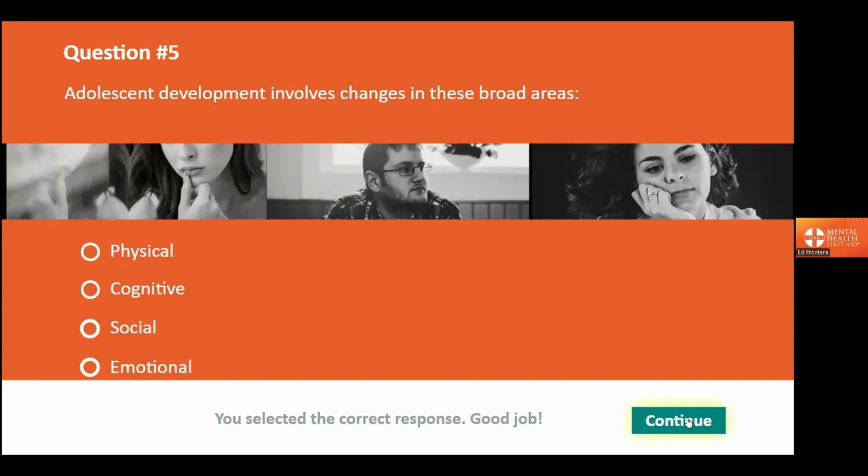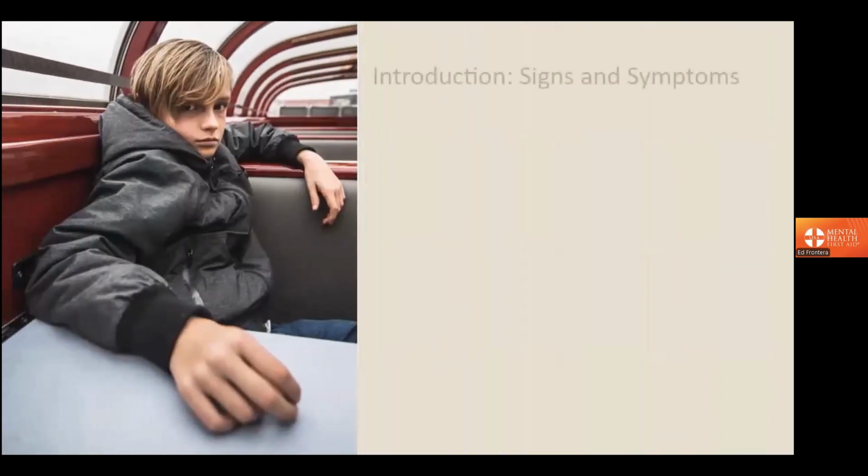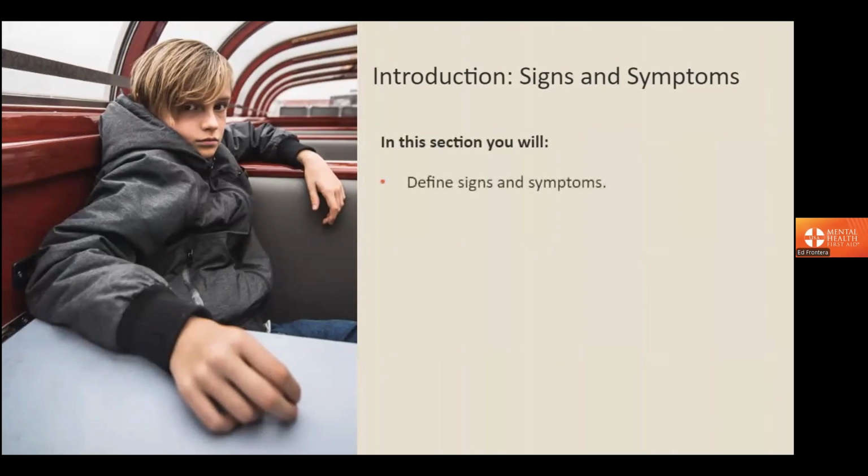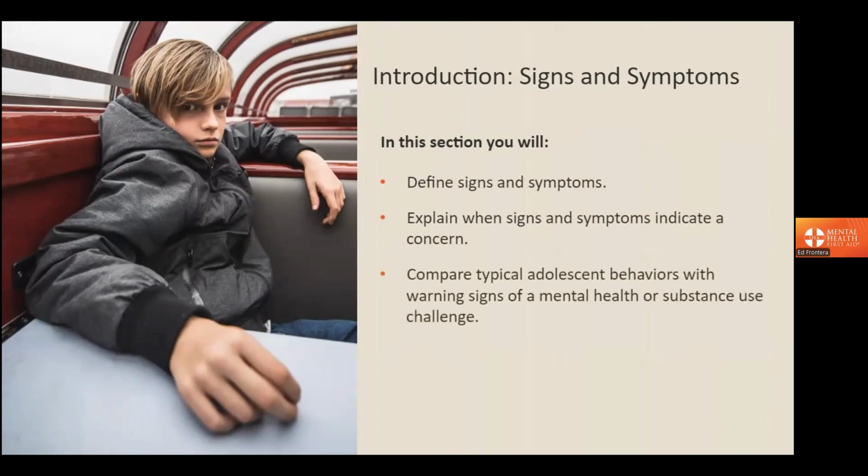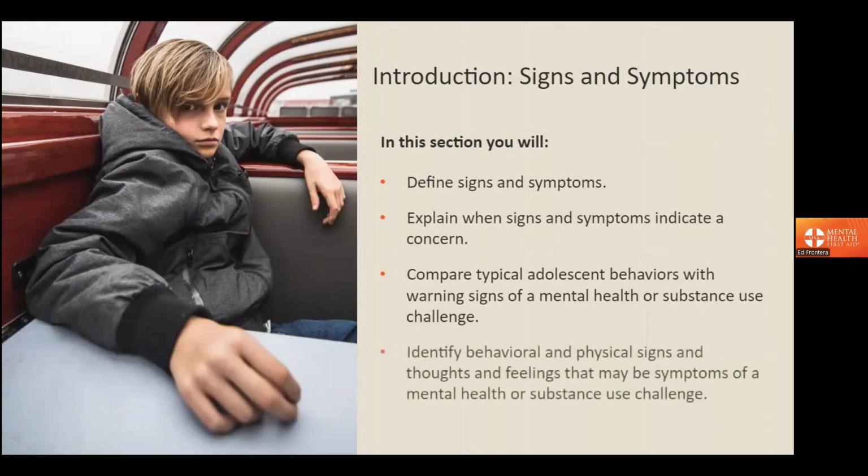Good job. The learning objective for this segment is to recognize the signs and symptoms of mental health or substance use challenges that may impact youth. To reach this objective, you will define signs and symptoms. Explain when signs and symptoms indicate a concern. Compare typical adolescent behaviors with warning signs of a mental health or substance use challenge. Identify behavioral and physical signs and thoughts and feelings that may be symptoms of a mental health or substance use challenge. Let's get started.